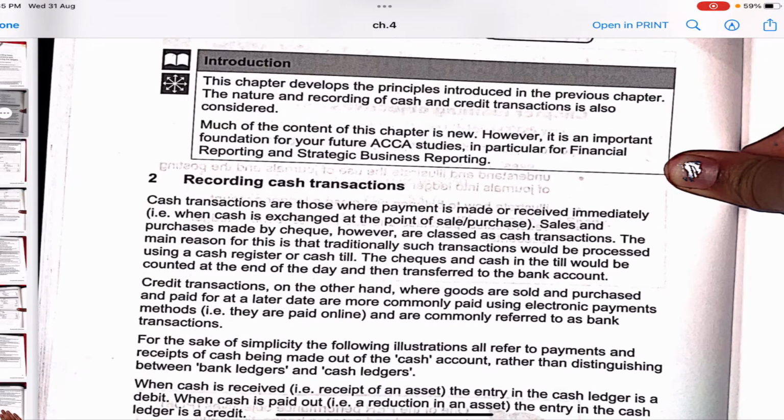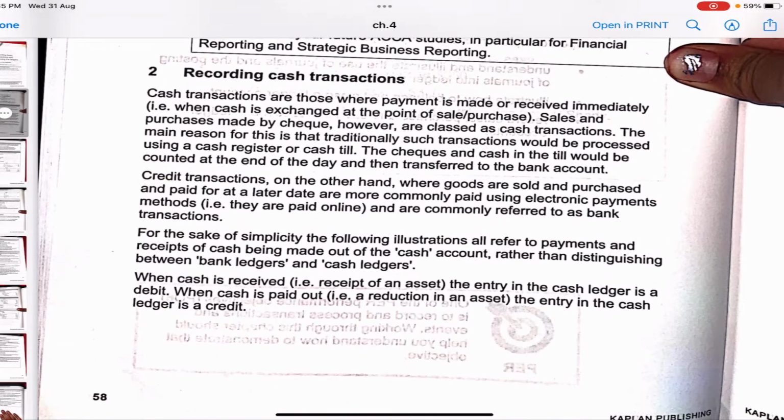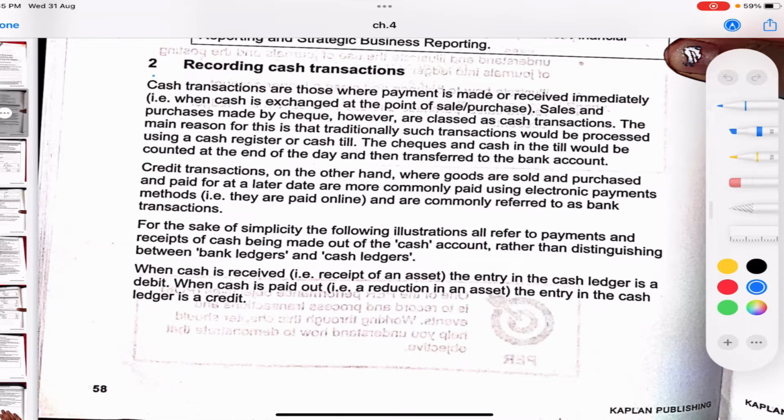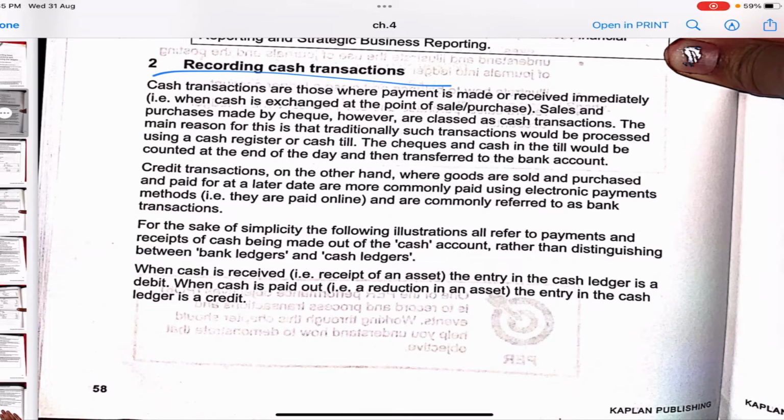This chapter develops the principles introduced in the previous chapter. The nature and recording of cash and credit transactions is also considered. Much of the content of this chapter is new, however, it is an important foundation for your ACCA studies. The first thing we'll be taking care of here is the recording of cash transactions. What do you understand by cash transactions? Any transactions wherein cash is being involved are known as cash transactions.